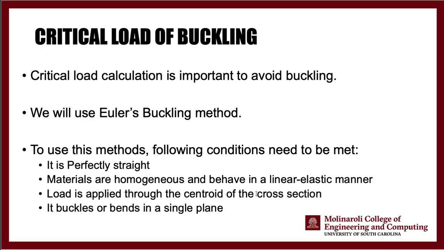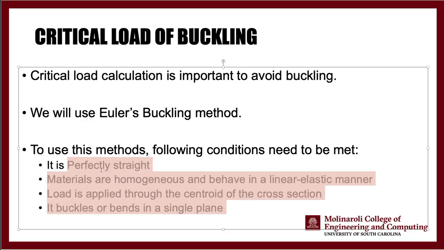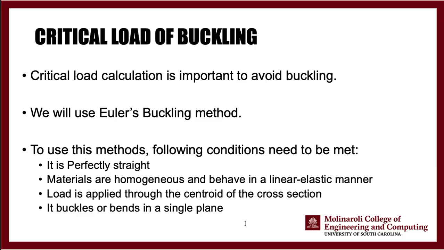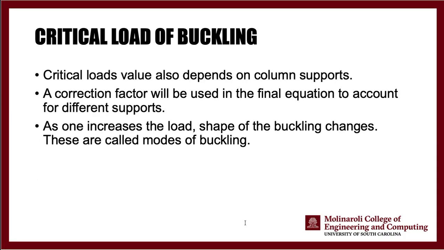To use this method, a couple of conditions need to be met. The column needs to be perfectly straight. The material used in the column needs to be homogeneous and behave in a linear, elastic manner. And the load that is applied needs to be applied to the centroid of the cross-section. And it also needs to buckle or bend in a single plane. The reason we have all of these is because essentially Euler assumed all of these when he developed his model. Otherwise, he couldn't have integrated the equations to find the final equation for the critical load of buckling.